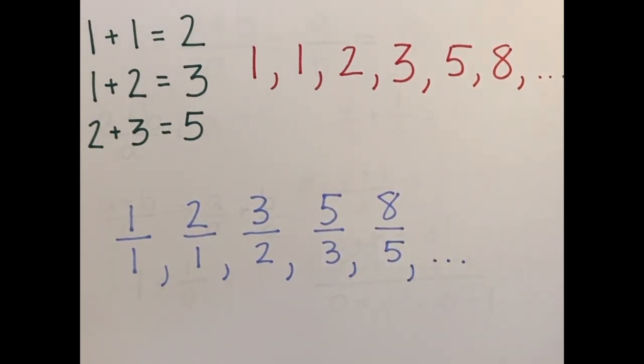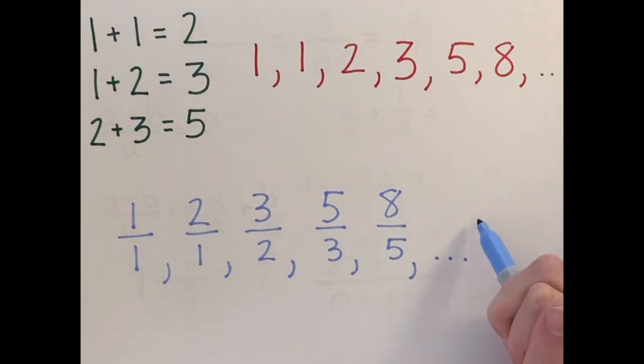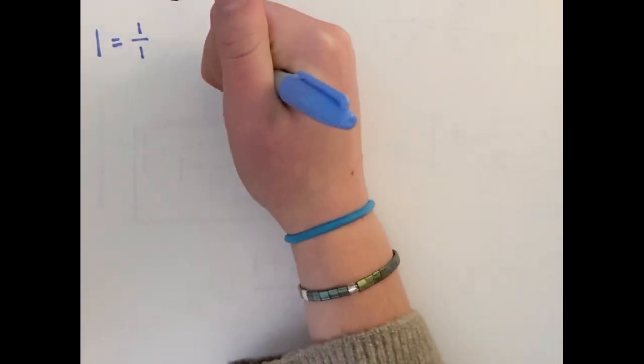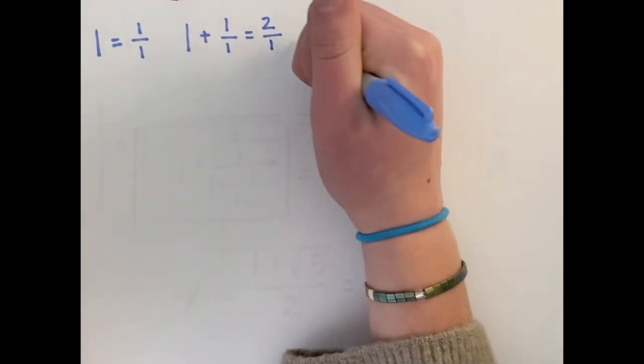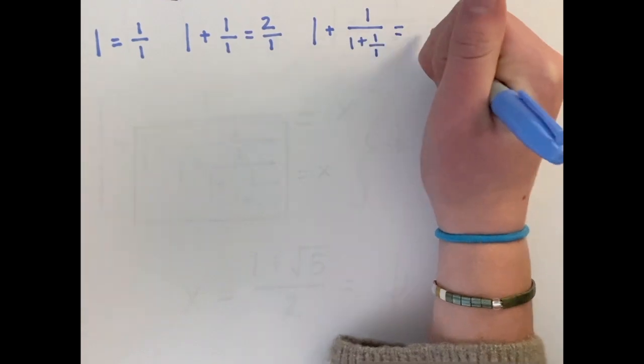If we continue this pattern infinitely, it appears the numbers are approaching the golden ratio, but let's prove it for ourselves. Let's rewrite these. 1/1 can be written as 1, 2/1 can be written as 1 + 1/1, 3/2 can be written as 1 + 1/(1 + 1/1). That's a lot of ones. Don't worry, it gets better.